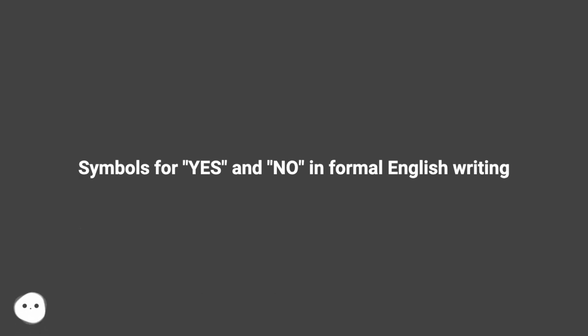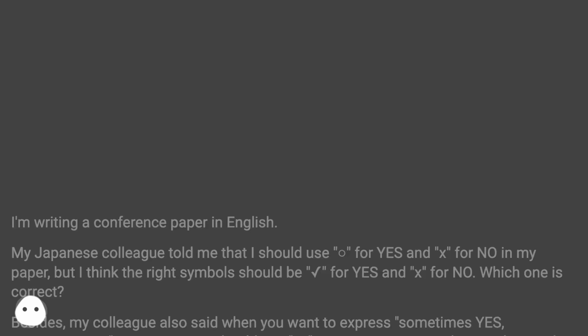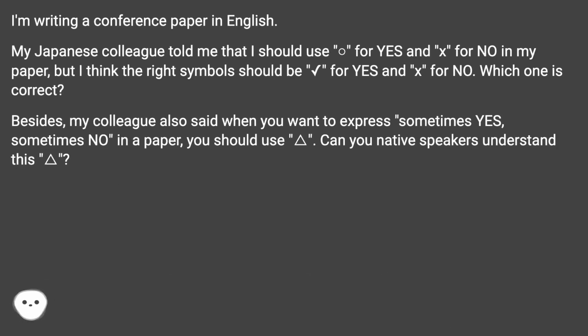Symbols for yes and no in formal English writing. I'm writing a conference paper in English. My Japanese colleague told me that I should use a circle for yes and X for no in my paper, but I think the right symbols should be a check mark for yes and X for no.